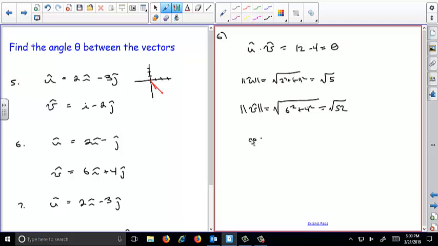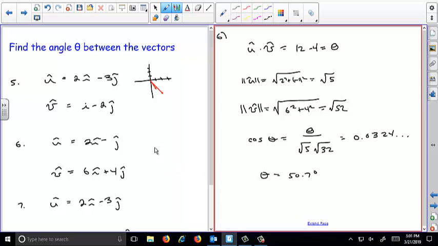So the cosine of theta is 8, u dot v, divided by the square root of 5 times the square root of 32. 8 divided by the square root of 5 divided by the square root of 32 is 0.6324. And so we'll take the inverse cosine of that, and we get 50.7 degrees.